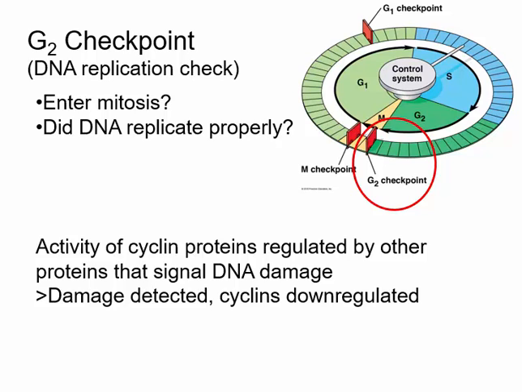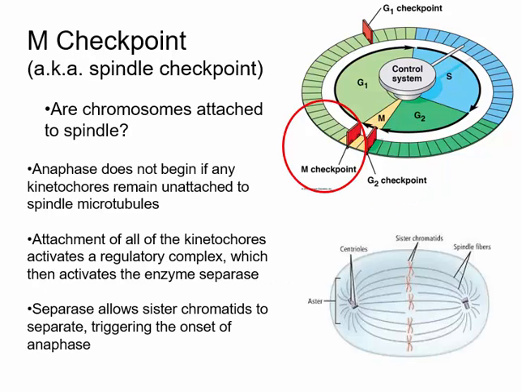All right, the next checkpoint, I should say, is the M checkpoint. This is sometimes called the spindle checkpoint, and this is really important. The question here is, are the chromosomes attached to the spindle? So we saw this during prometaphase. That's when that happens. Going into metaphase, those chromosomes need to be attached.